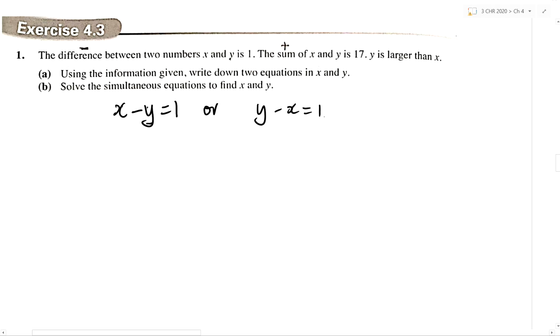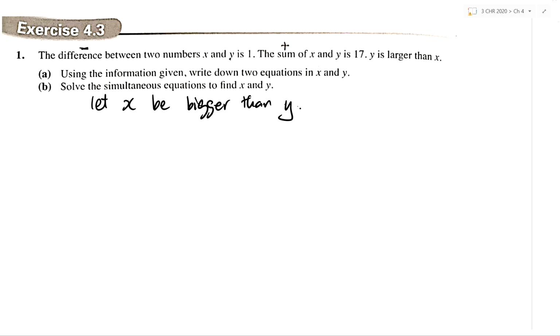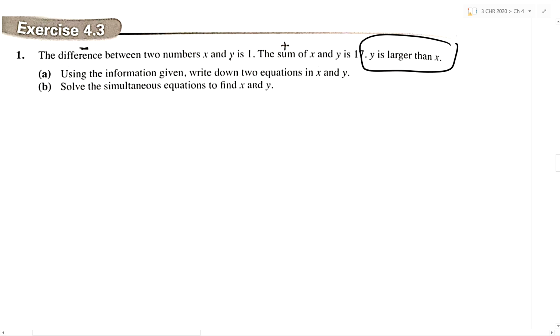Okay, so right now, since they didn't say, I get to decide myself. Let X be bigger than Y. Okay, please write this down first. Yes? Oh, did they say? Oh, they did say. Okay, thank you. I didn't read the whole question. Okay, Y is larger. So that means I shouldn't write that. Thank you. Y is larger. So I know Y minus X equals to 1.